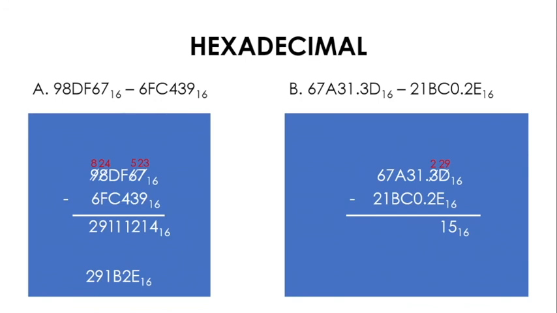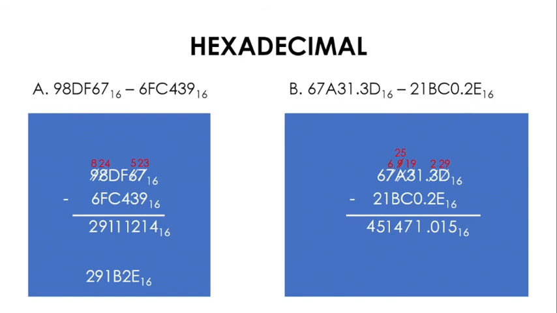2 minus 2 is 0. 1 minus 0 is 1. We cannot subtract 3 to C, so we'll borrow 16 from the next digit. Now we have 19. 19 minus C is 7. Since we cannot subtract 9 to B, we'll borrow 16 from the next digit. So now we have 25. 25 minus B is 14. 6 minus 1 is 5, and 6 minus 2 is 4.